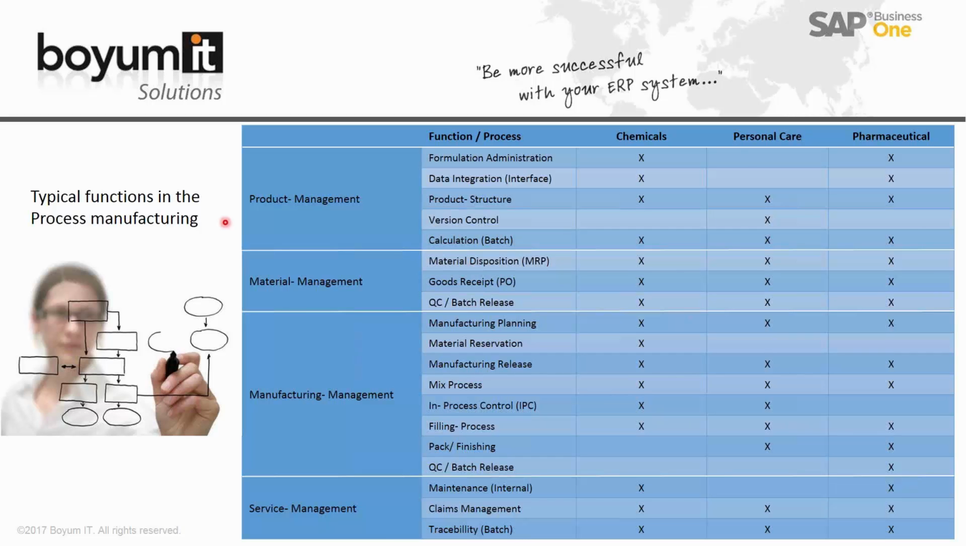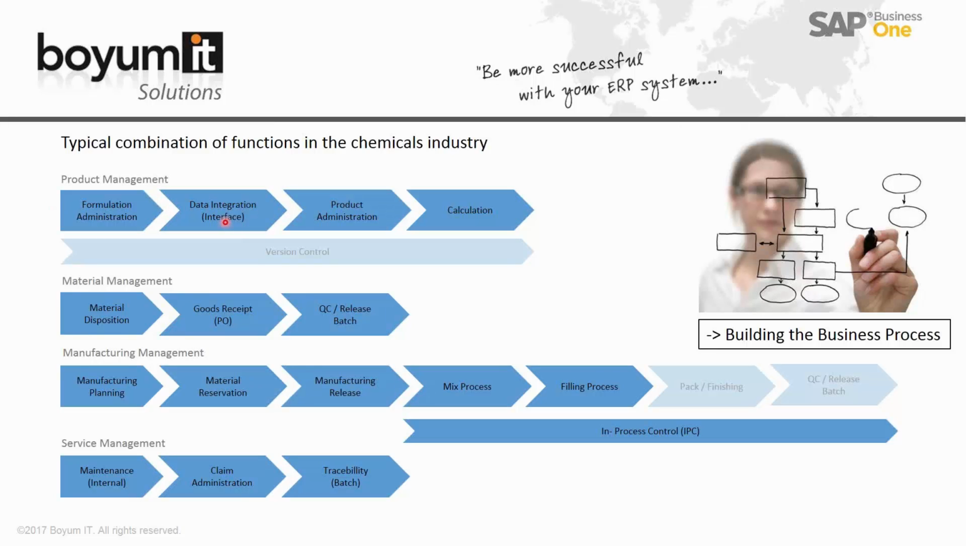So if we go to the next slide, this is then a step more that you now build your business process. So here this idea is to say, okay, what are the functions we need? For example, here, typical for the chemical industry. And then we can say, okay, we build the process. For example, in production management, we have these functionalities we need. We don't have the version control, therefore you have here the other color.